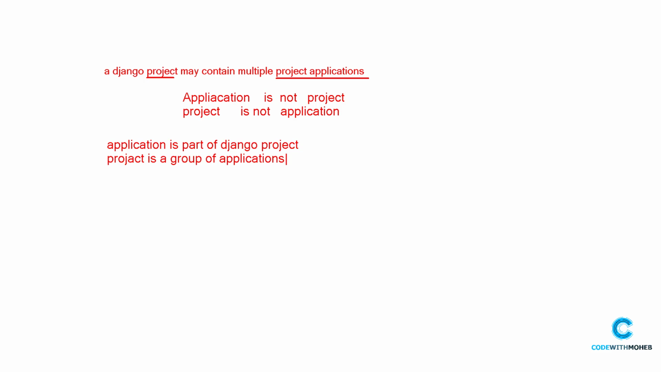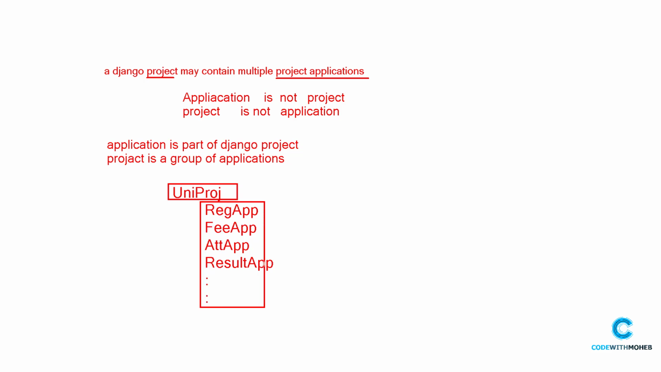Let's take an example. Assume that you want to create a project for a university. I call this uni project. Inside this university project, we may have multiple applications. For example, we may have a registration application, we may have a fee application, we may have an attendance application. We may have a result application. We may have several types of applications. Now you can see that this is a project and these are applications.